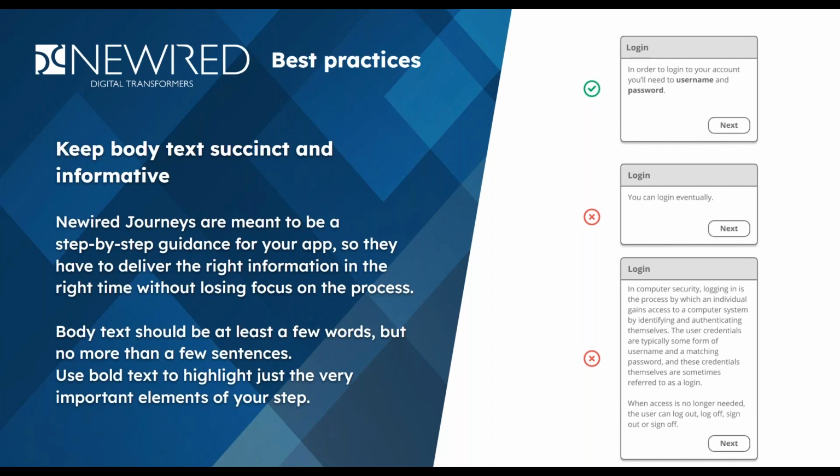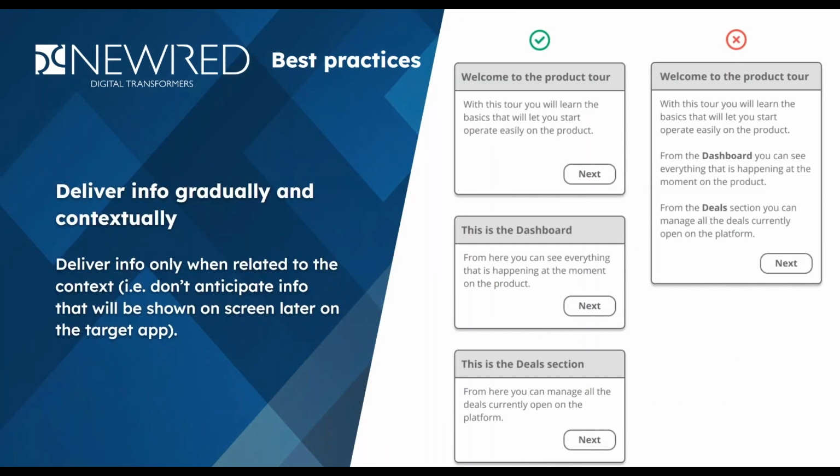And this actually leads straight up to the next tip that speaks about delivering your information gradually and contextually. What does it mean? So, as I said, if you have a lot of information to deliver throughout your journey, try to split all the information in small chunks that will be read by your users step by step, and try not to miss the context you are speaking of. So, for example, try not to talk about any element that is not present and visible on the screen at that very moment. So always be aware of the context of the information you are trying to deliver.